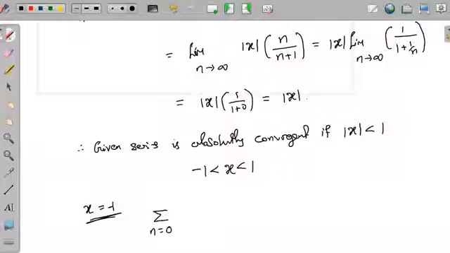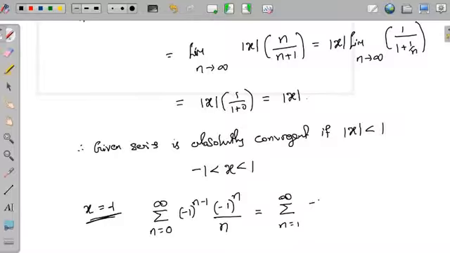The summation is (minus 1) to the power n minus 1 into x to the power n over n, that is (minus 1) to the power n by n, and this equals the summation n equals 1 to infinity of (minus 1) to the power n minus 1 times (minus 1) to the power n over n. That becomes 1 into again (minus 1) to the power minus 1. So that gives you minus 1 by n. I hope you can see that.